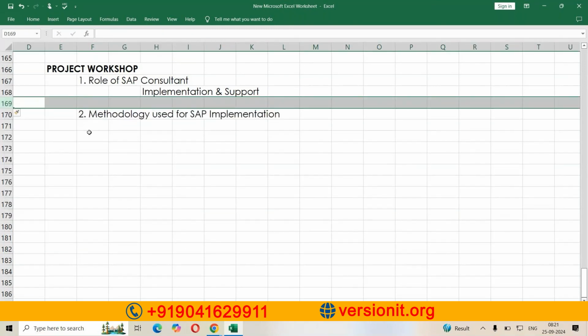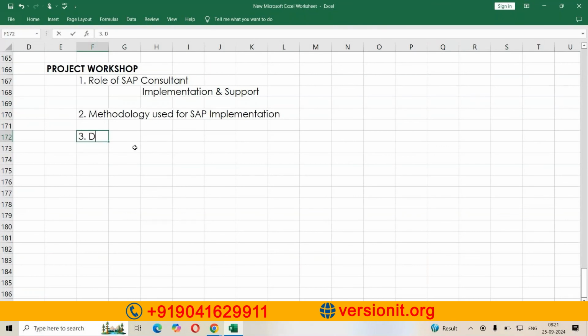Third, we try to work out with the data migration. That's going to be the most important one in the project, where we are going to be moving the data into SAP. So what are the tools SAP has provided? How to use those tools for fetching the data into SAP from non-SAP application.